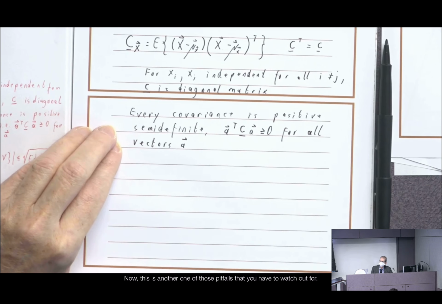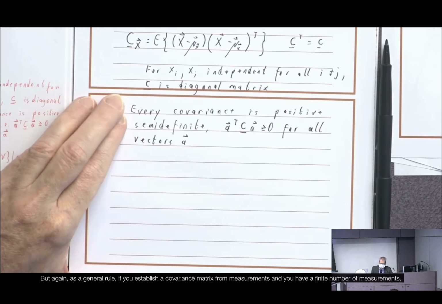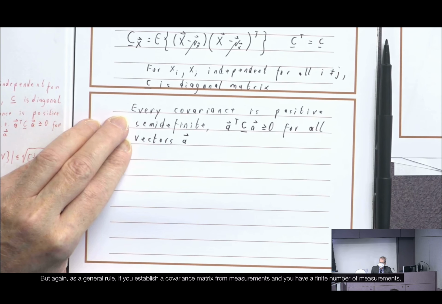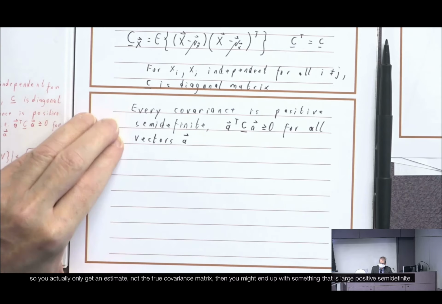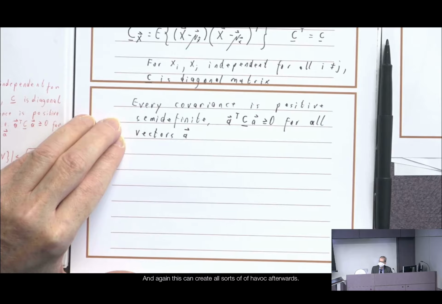Now, this is another one of those pitfalls that you have to watch out for, and that was actually also a big part of this one paper that I mentioned. But again, as a general rule, if you establish a covariance matrix from measurements, and you have a finite number of measurements, so you actually only get an estimate, not the true covariance matrix, then you might end up with something that is not positive semi-definite. And again, this can create all sorts of havoc afterwards.